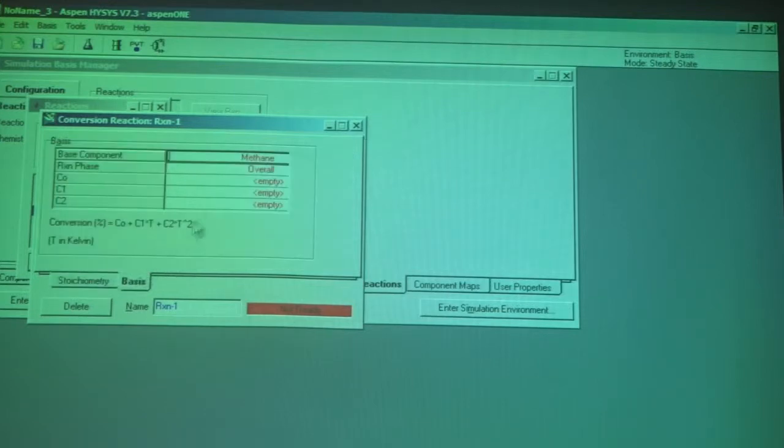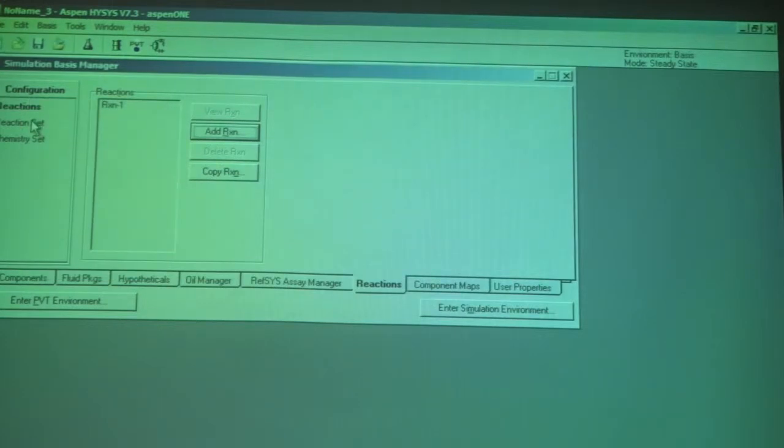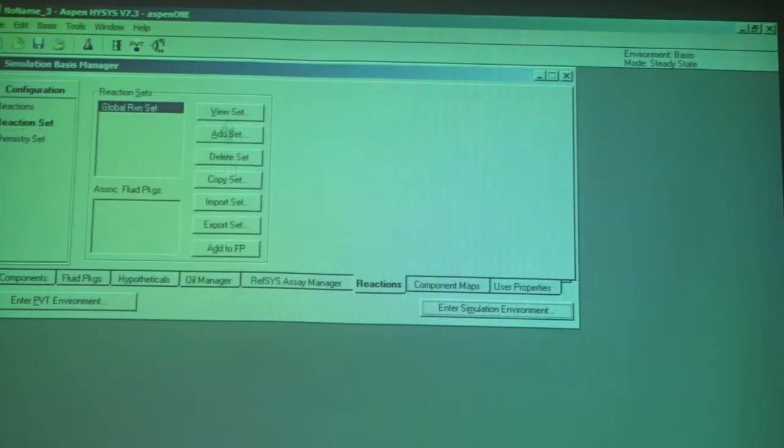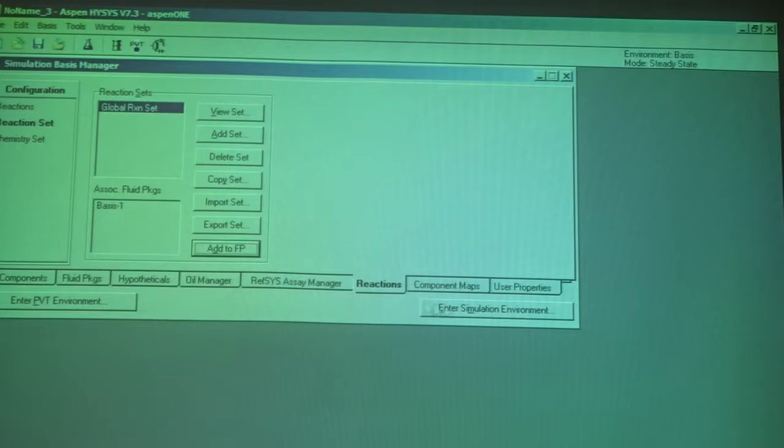Now we go to bases. The base component is methane. The reaction phase is overall, and the conversion is 100%. I'm assuming 100% conversion. Now we're going to go to reaction set, and we're going to add to the fluid package this reaction. So we choose add set to fluid package. That's it. We can now enter the simulation environment.